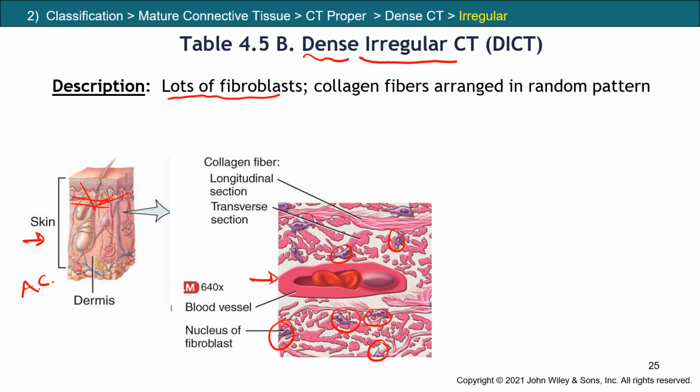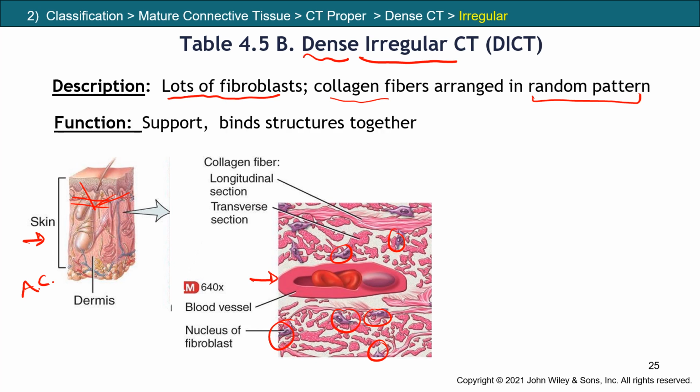So here you see very little ground substance, but you will see that the collagen fibers are arranged in a random pattern. Okay, that is very different. In addition to that, I show you that the function of this dense irregular connective tissue is first support and bind a structure together, to work as a glue between the different layers of the skin and the muscle.